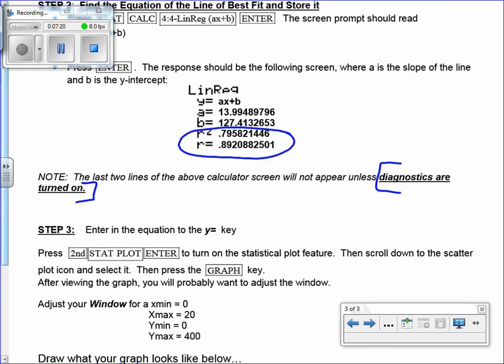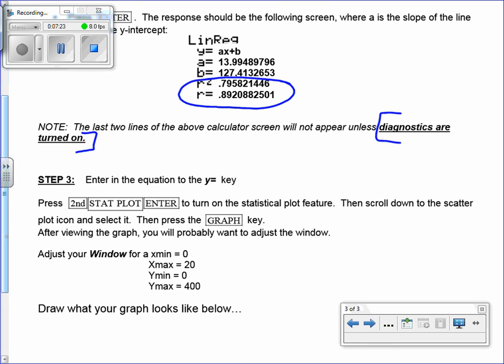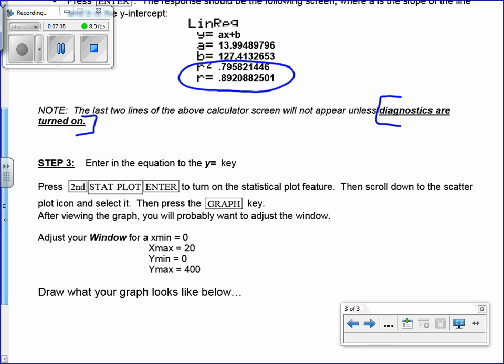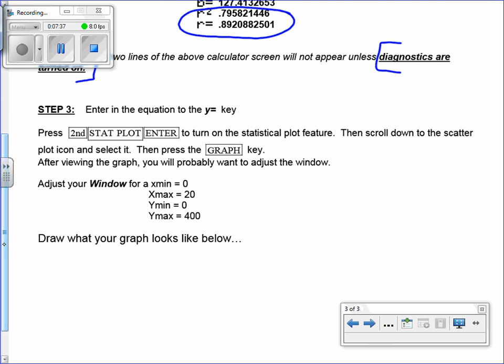Okay, finally, on step 3, you need to graph the information. Make sure you adjust your window, because we're only dealing with positive values. We really don't need negative X or Y values on this graph. And then go ahead and give a sketch of what your graph will look like.